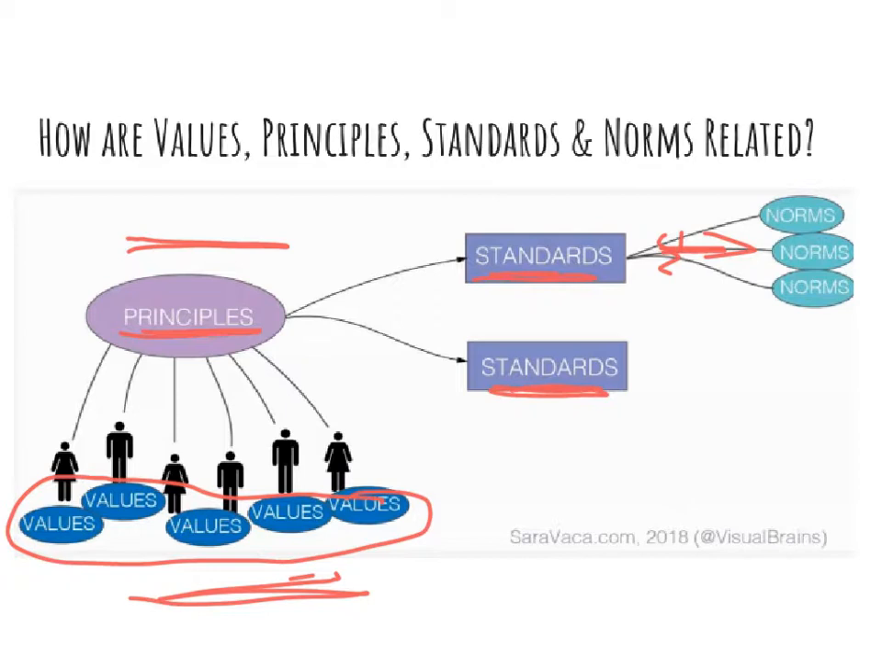That leads to different standards. Typically we see these standards, an example would be bioethics standards in a hospital, and those lead to various norms of behavior. For instance, in Catholic hospitals, one of the norms is that they do not provide an abortion. So this is what principles-based ethics is all about.